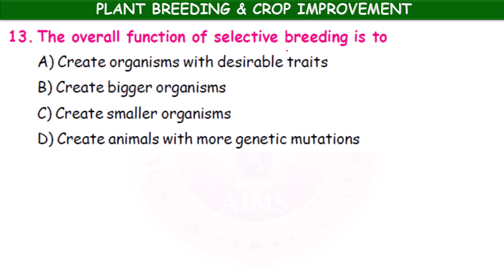The overall function of selective breeding is to create organisms with desirable traits, create bigger organisms, create smaller organisms, create animals with more genetic mutations. Overall function of selective breeding: what is the overall function? To create organisms with desirable traits. This is the main objective of selective breeding.